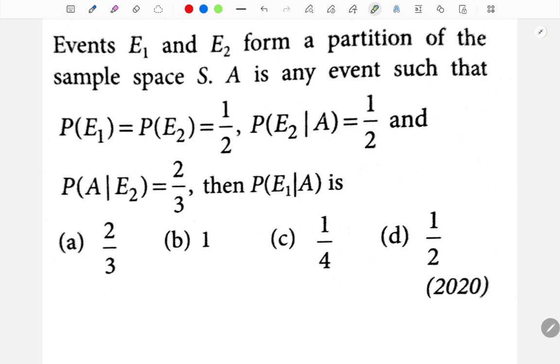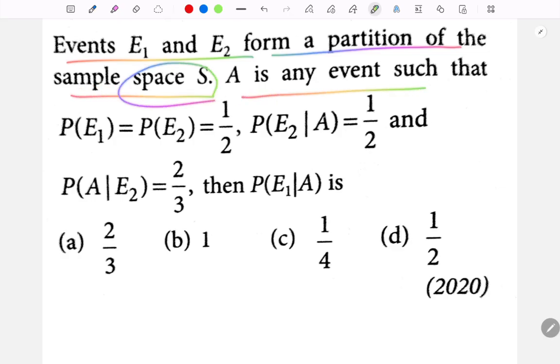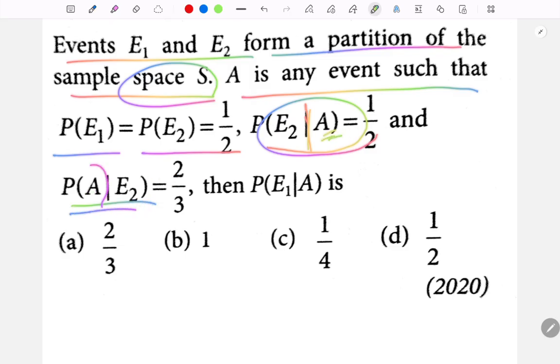First, read the question carefully. Events E1 and E2 form a partition of the sample space. Okay, there are two events involved in the sample space. A is another event, such that they define event 1 probability and event 2 probability. They defined E2 probability when A has occurred. They defined A probability when E2 has occurred. Now they are asking the probability of E1 when A has occurred.